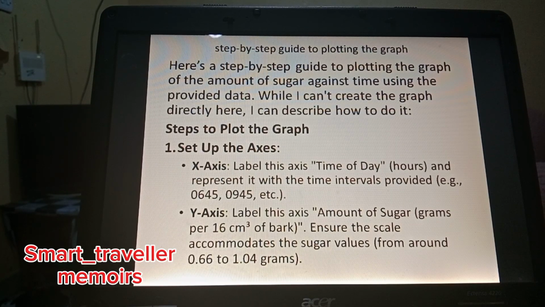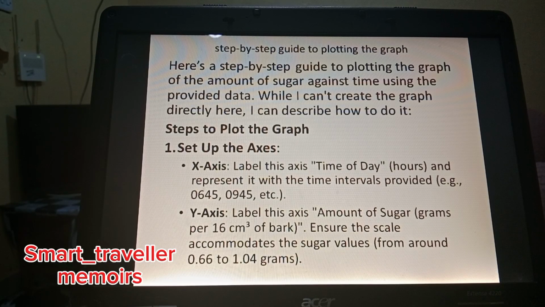Step-by-step guide to plotting the graph. Here is a step-by-step guide to plotting the graph of the amount of sugar against time using the provided data. While I can't create the graph directly, I can describe how to do it. Okay? Steps to plot the graph.